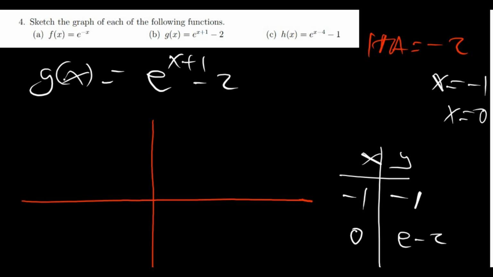Okay, it's going to be at 0. So I'll do this. Oh, it's at -2 and not 0. So let's put our -2 here. Then we also have -1. We also have, at this point, e minus 2, since e minus 2 is going to be about 0.178, somewhere there. So our horizontal asymptote is at -2.